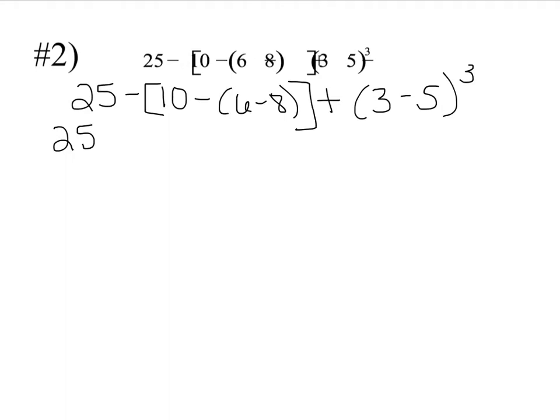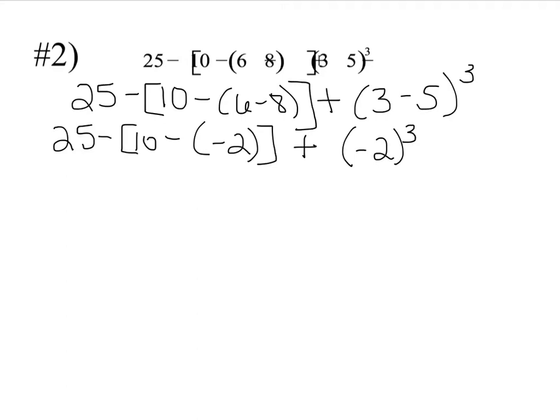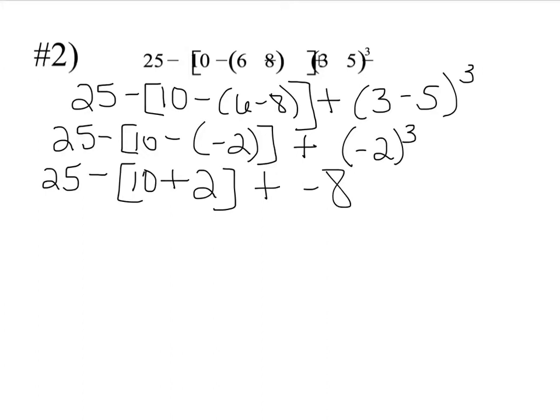So I'm not going to touch anything until I get to the parentheses. 6 minus 8 is -2. Plus 3 minus 5 is -2. Now I'm not going to touch anything until I'm dealing with an exponent. So -2 cubed is -8. And notice here I just add a line, change the sign.